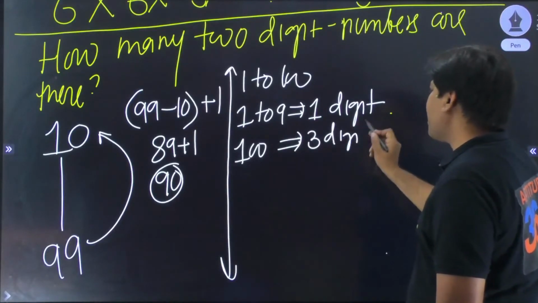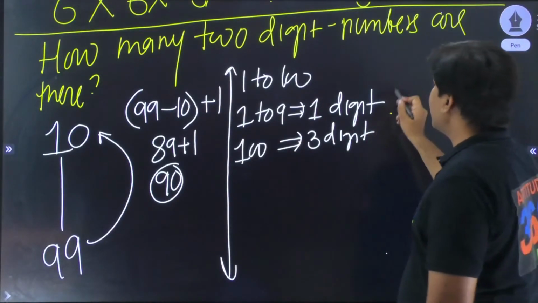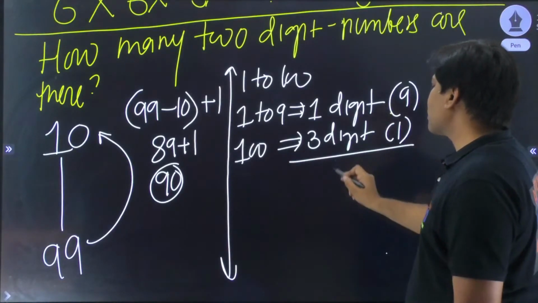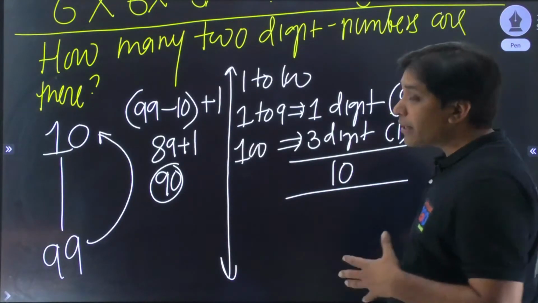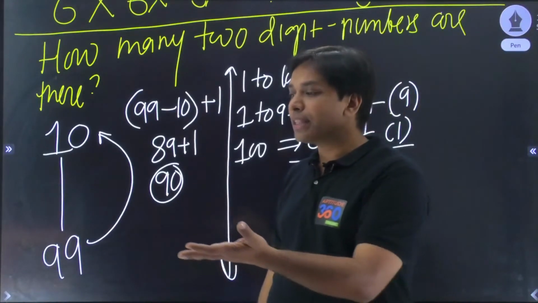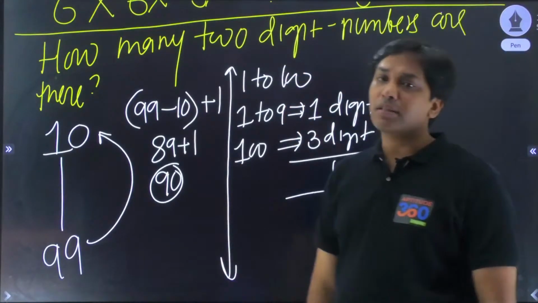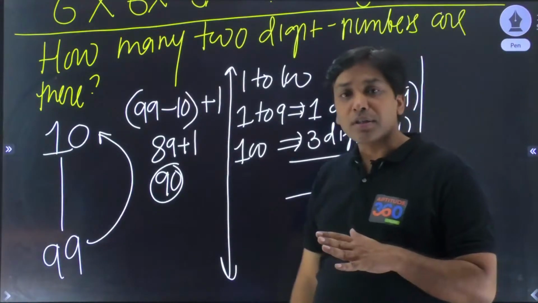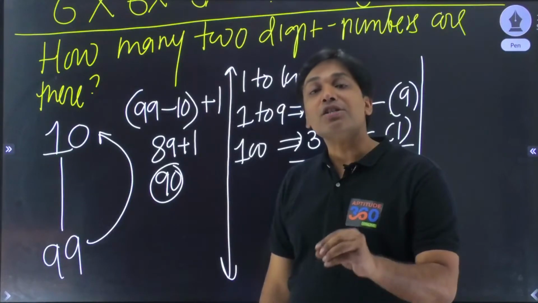So how many numbers disappeared? These 9 are gone from here, this 1 is gone from here. 10 numbers are gone. Out of 100, 10 are gone. So what is it that you're left with? 90. Is it not? Isn't it? I am saying, can we use this method, rule of addition and multiplication, to simplify this problem?